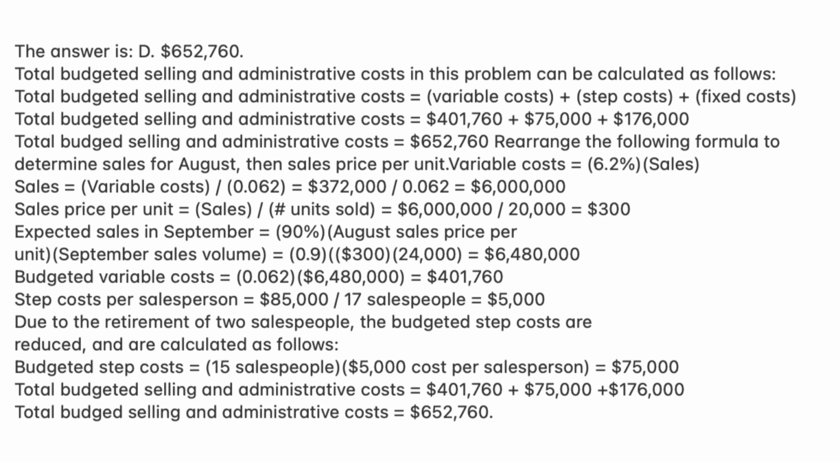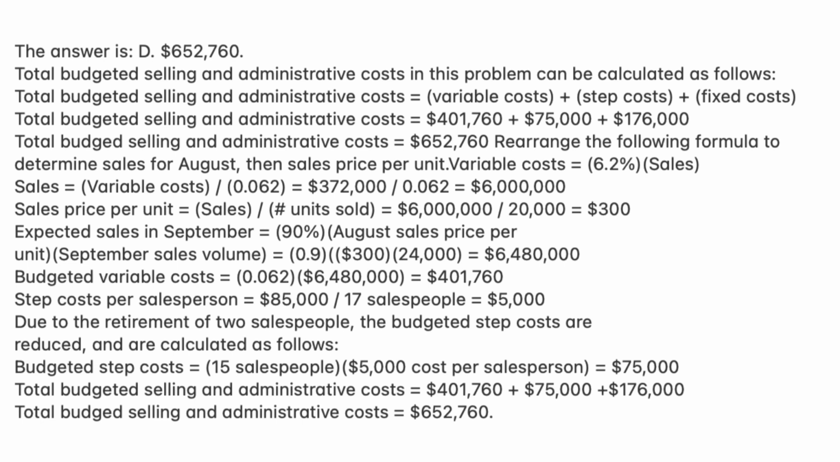Rearrange the following formula to determine sales for August, then sales price per unit. Variable costs equals 6.2% of sales. Sales equals variable costs divided by 0.062, which is $372,000 divided by 0.062 equals $6 million. Sales price per unit equals sales divided by units sold, which is $6 million divided by 20,000 equals $300.